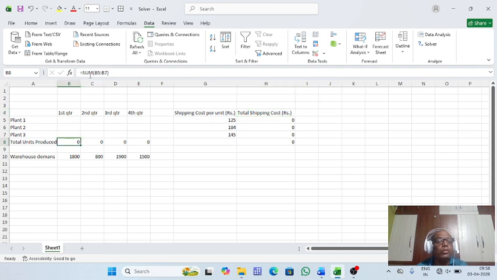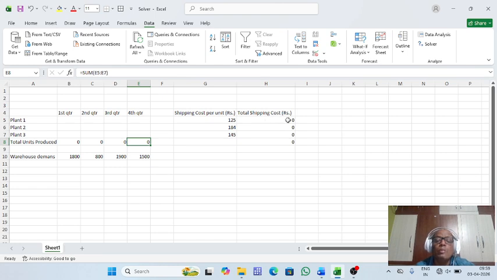How is it calculated? It is the sum of B5 to B7, meaning first quarter of plant 1, plant 2, plant 3. If it is added, then we get total units produced for the first quarter. Similarly, second, third quarter and fourth quarter. Remember that whatever quantity you will be producing in first quarter, second quarter, third quarter and fourth quarter.